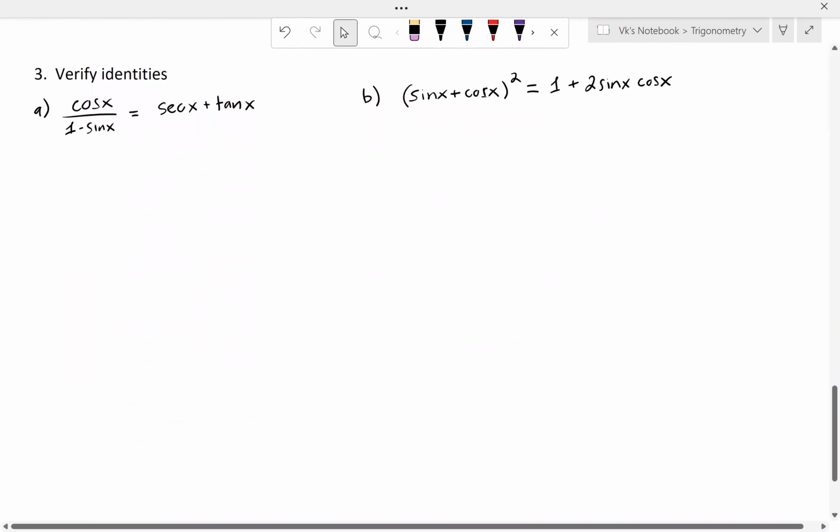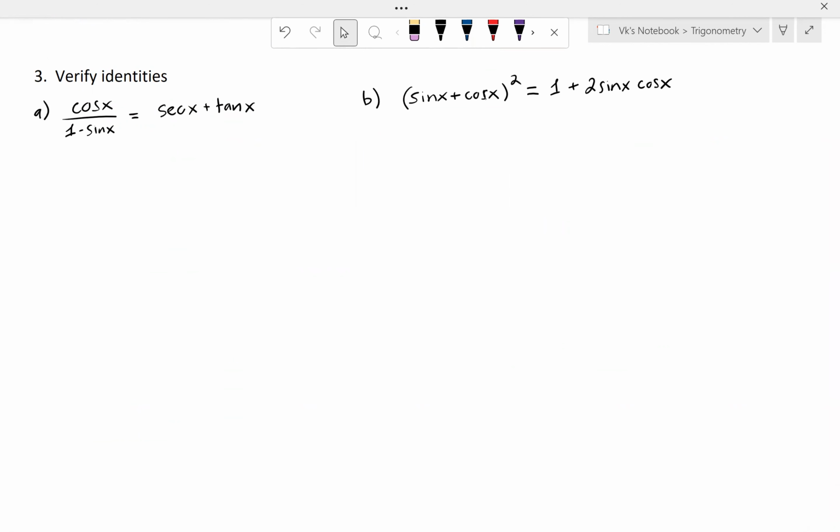We can also verify identities using basic identities. For example, cosine x over 1 minus sine x equals secant x plus tangent x. In order to verify identities such as this, look for one side of the equation that is easier to work with and work it out until we get to the other side.